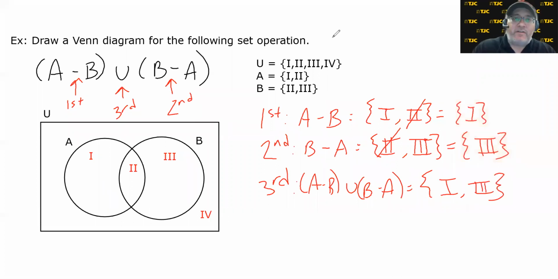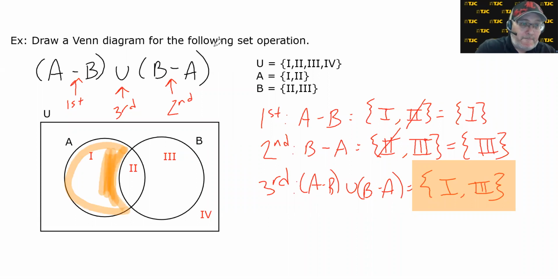And since that's our final result, then this, it's supposed to be yellow, but I'll take it, is the region, or excuse me, regions that we want to shade. Region 1. Skip there, but that's okay. And region 3.